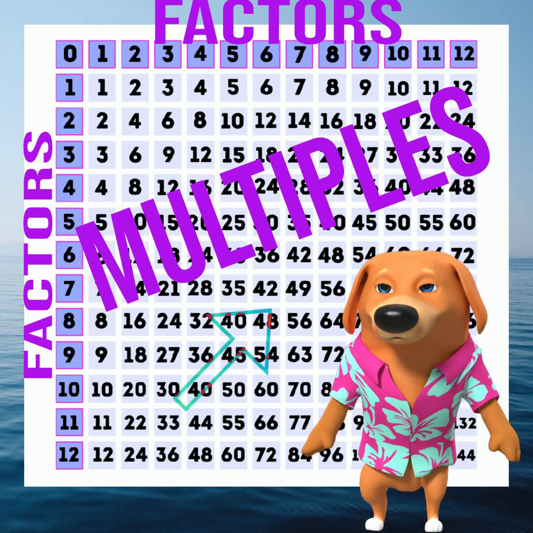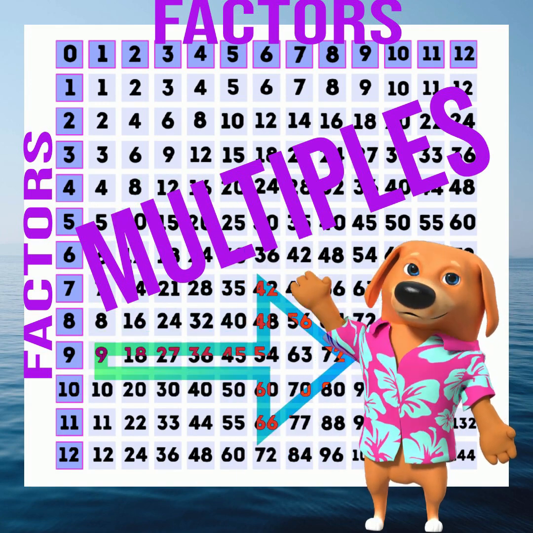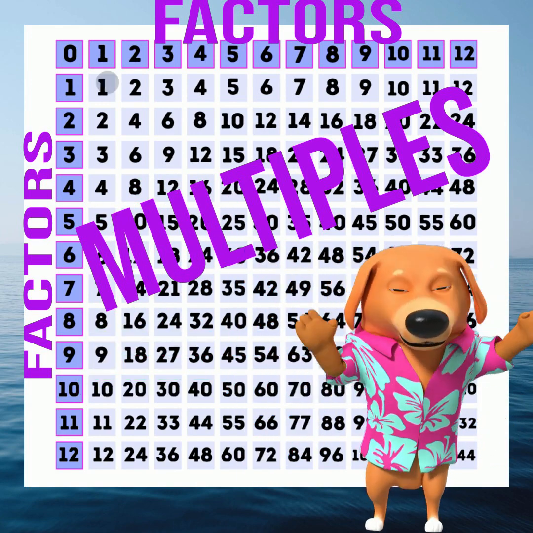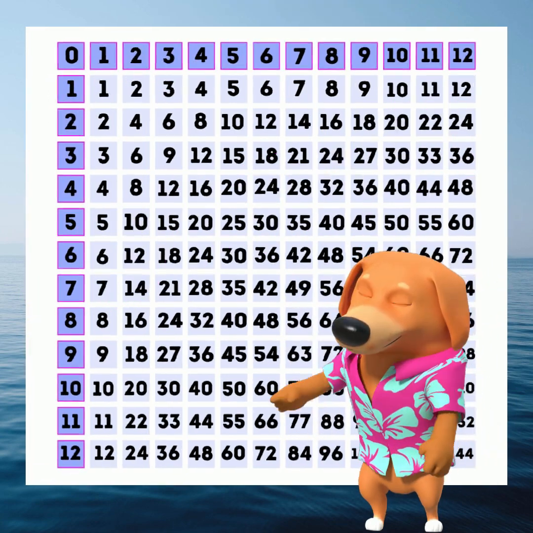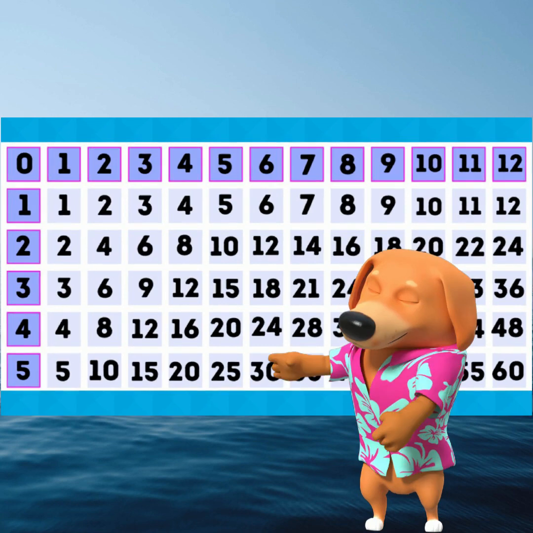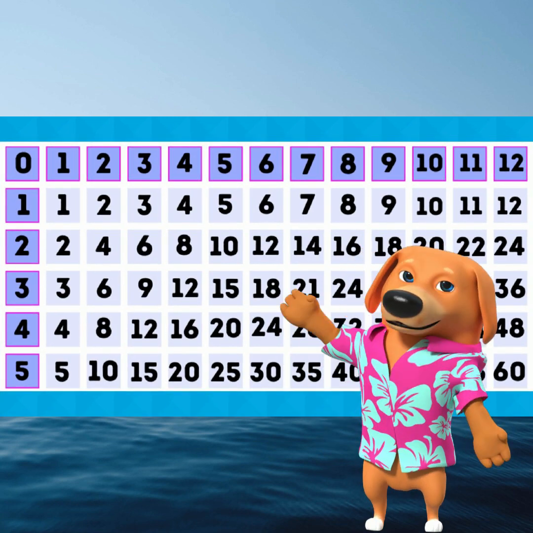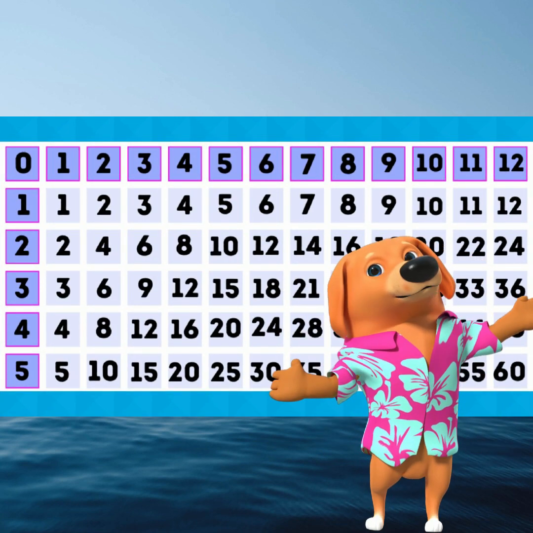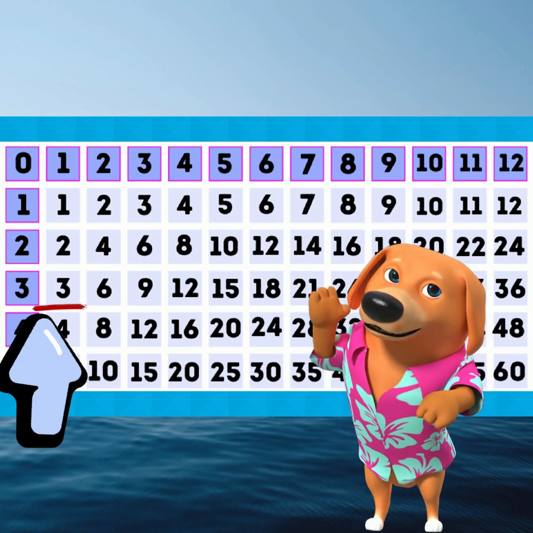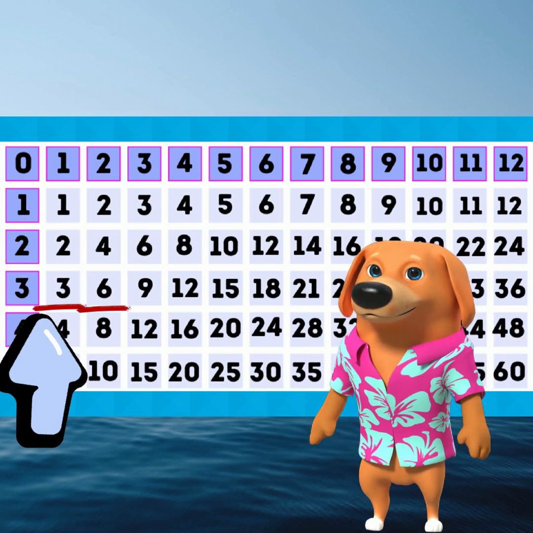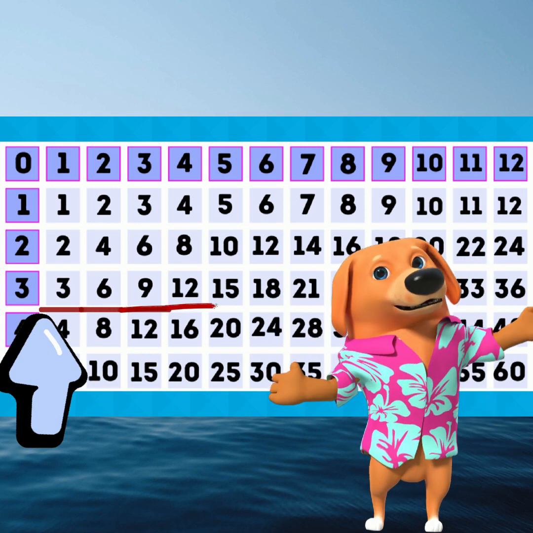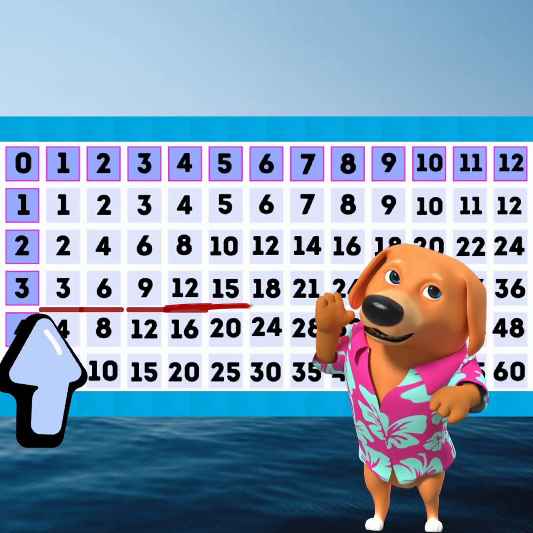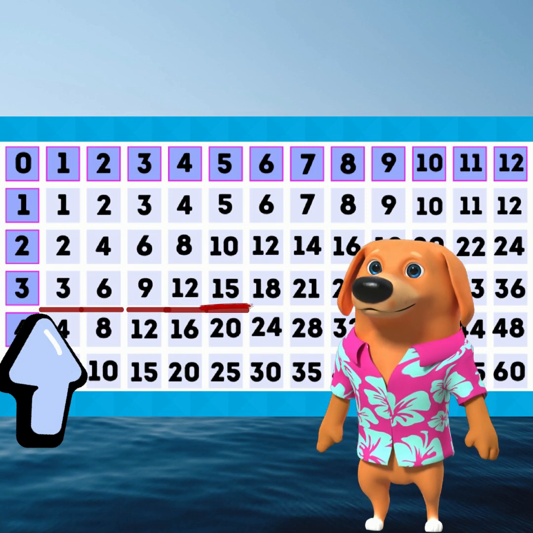The multiples are found here on a multiplication table. The factors are on the top and side. Let's look closer at the multiples of 3. They are 3, 6, 9, 12, 15. When you list out multiples, you should list at least 5.